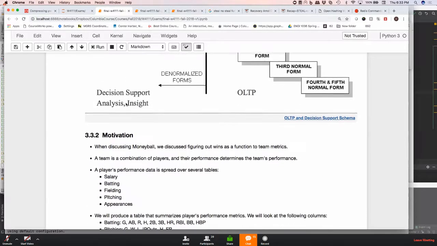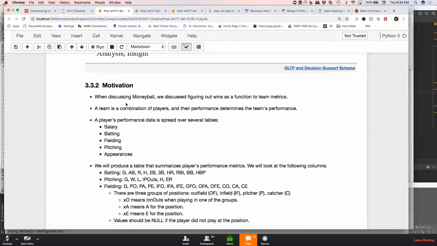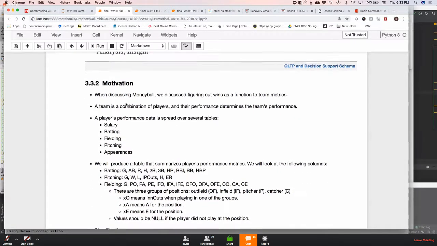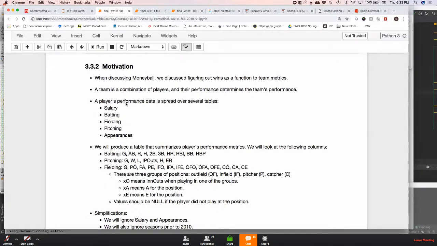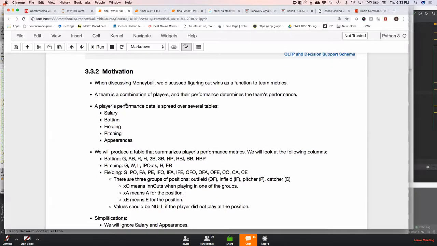So this exercise is: build a big, wide table. What I'm trying to do here is get a single row that summarizes a player's performance for their career. The performance data is in 5 tables. Salary, so how much were they paid in the years? Batting, how many hits, how did they do in a year? Fielding, how did they field in the year? Pitching, and how many games they appeared in.